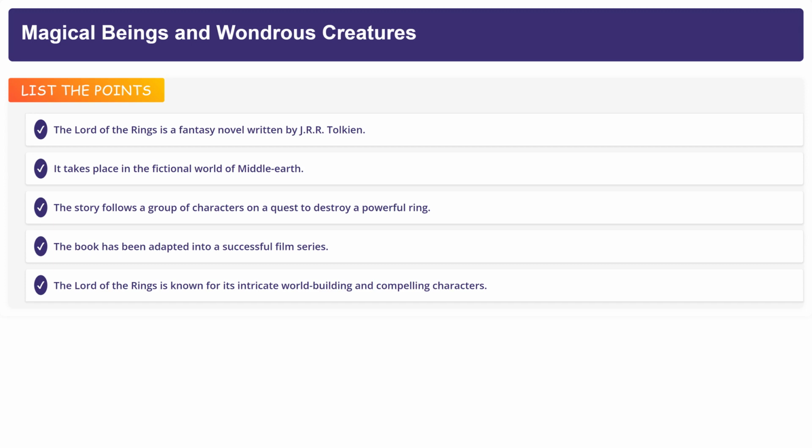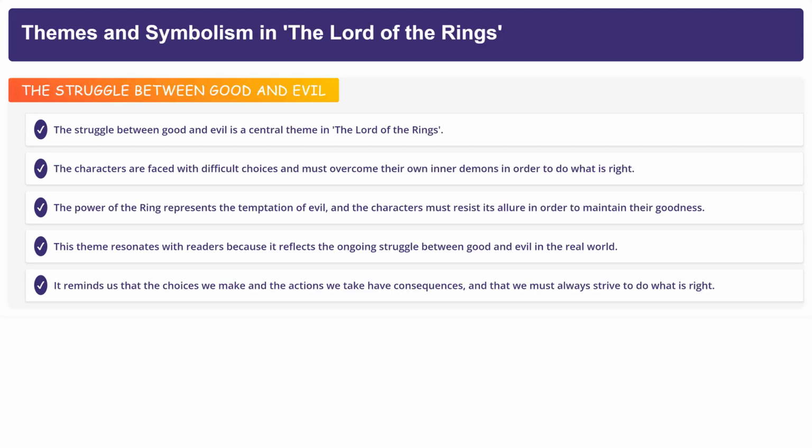First, let's list the key points. Uncover the deeper layers of meaning and symbolism in The Lord of the Rings. In this segment, we will delve into the themes of the story, from the age-old battle of light against darkness to the enduring power of friendship and fellowship. Together, we will unravel the messages that J.R.R. Tolkien weaves throughout his epic tale.